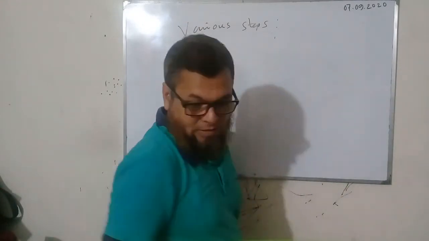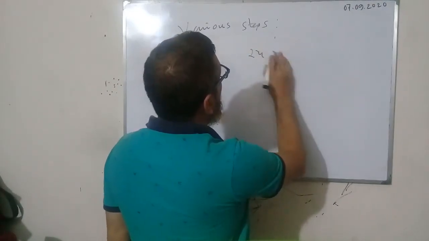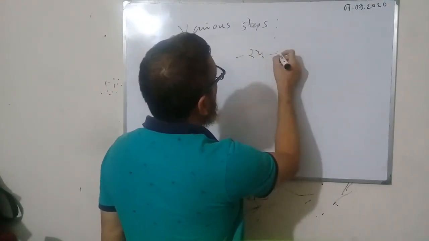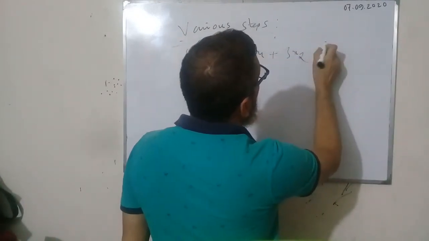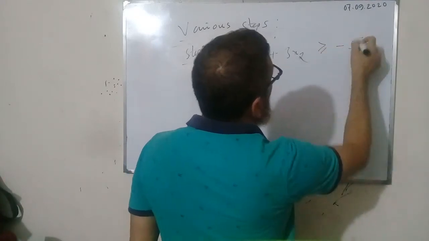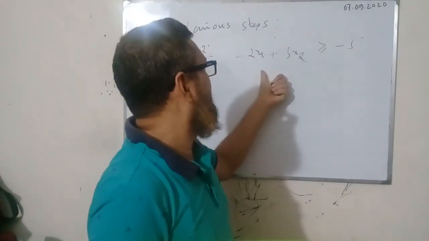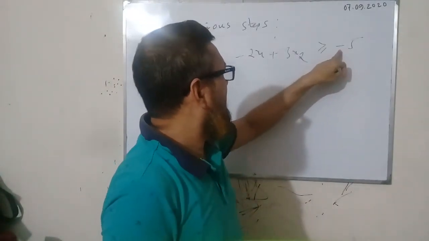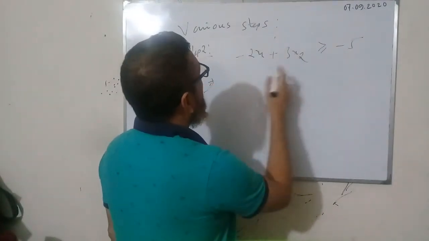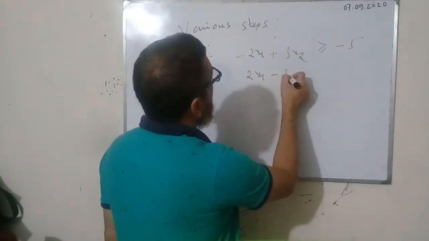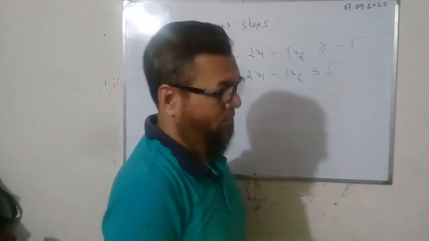For example, suppose one of the constraints is minus 2x1 plus 3x2 greater or equal to -5. The right hand side is negative, so we convert it by multiplying both sides by -1, that is, +5.